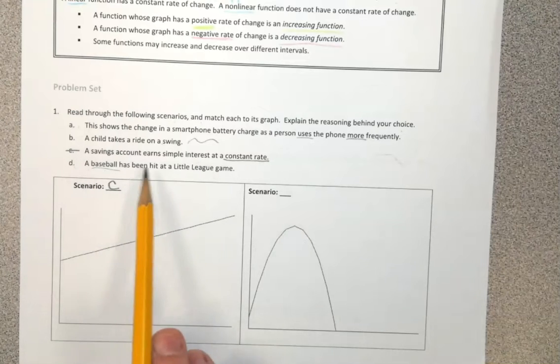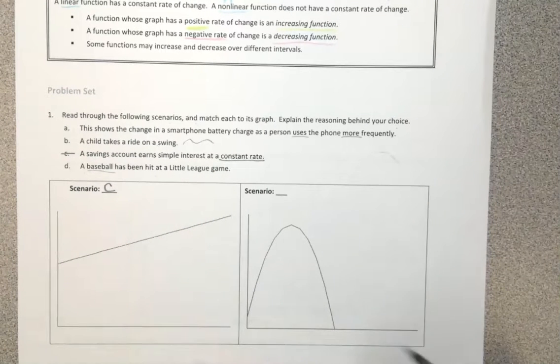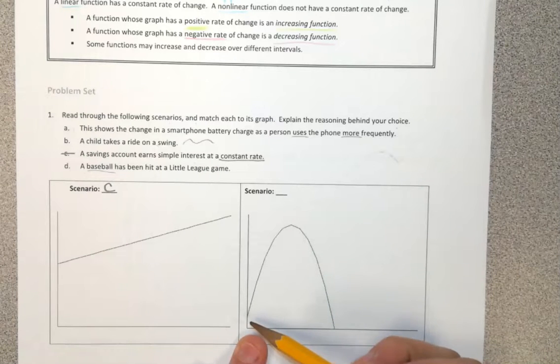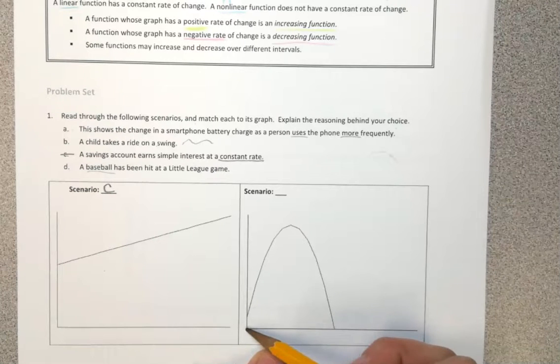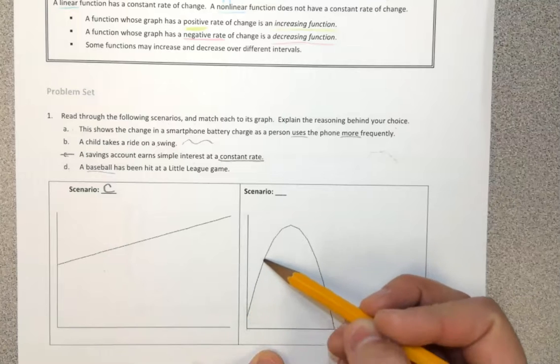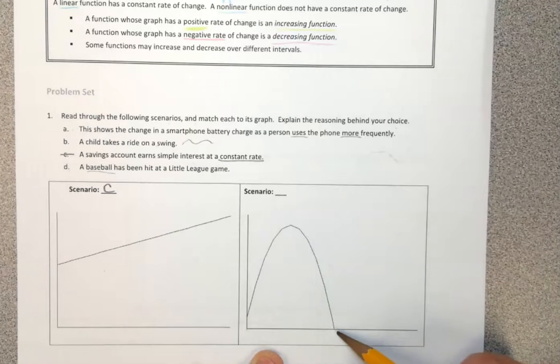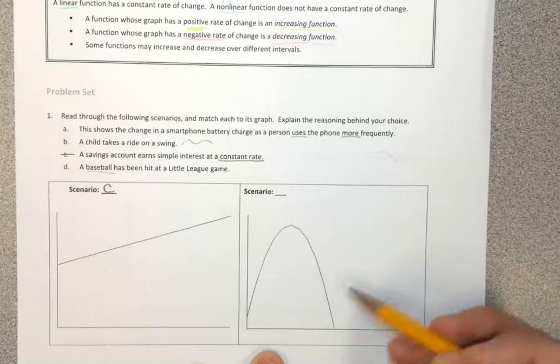A baseball has been hit at a Little League game. If you think back to a few weeks ago, we had the lesson on someone throwing the ball, and they threw the ball from their hand, which, if you think about it, isn't on the ground. So if this was the ground and then this was the ball, they throw the ball, and then it eventually falls down, right? The ball is always going to fall down or hit the ground. Somebody could catch it, but the point is that a ball would fall if it wasn't interfered with.